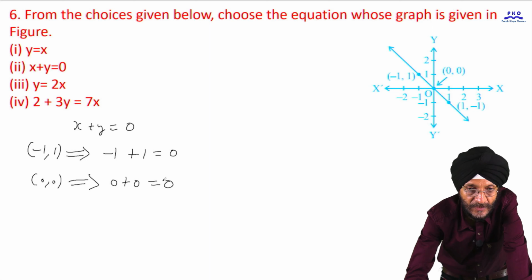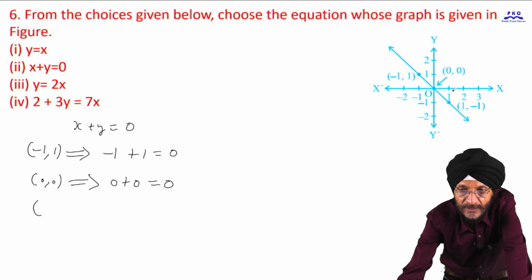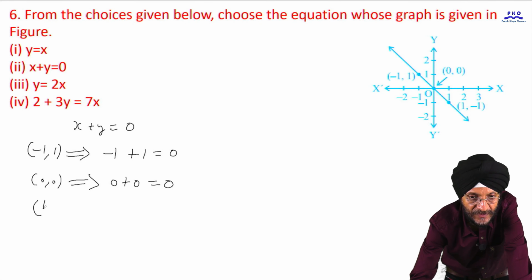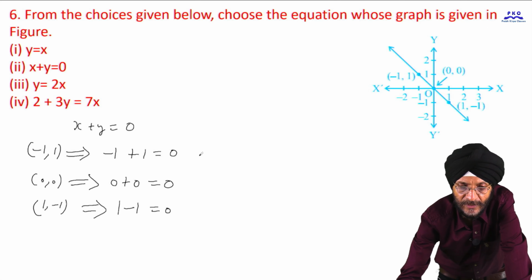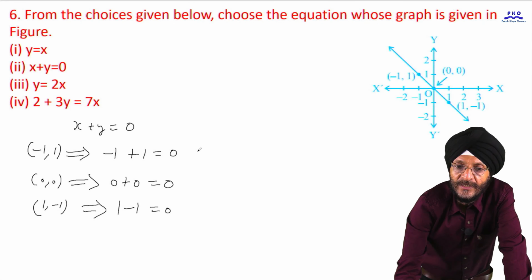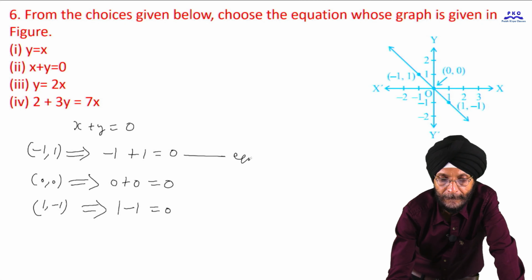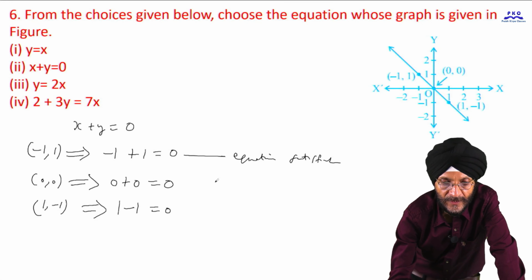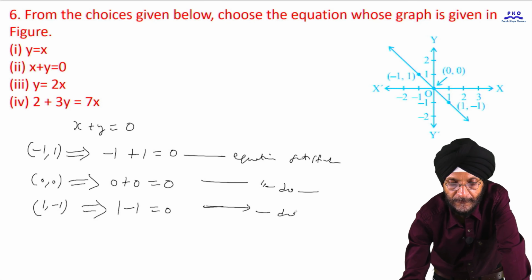Now the third is (1, -1). We will fill the value in it. 1, value of y minus 1, 0. So here all the 3 solutions are satisfied, equation satisfied. Here it is also satisfied, here it is also satisfied.